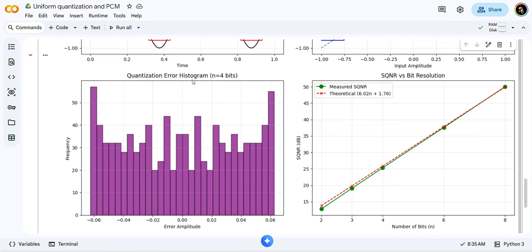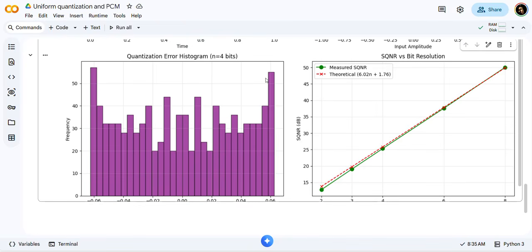Then the quantization error histogram, n equal to 4 bits. The error is calculated by subtracting the red line from the black line in graph 1. This histogram proves that the error is strictly contained within a specific boundary, plus or minus delta by 2. It never exceeds this limit. While ideal random noise forms a perfectly flat rectangular block, this histogram has peaks at the edges. This happens because our input is a sine wave, which spends more of its time flattening out at its maximum and minimum peaks than it does crossing zero.